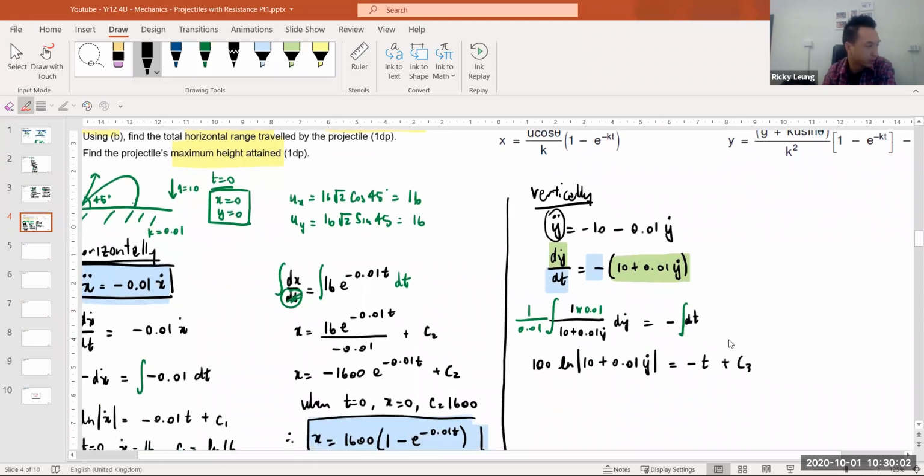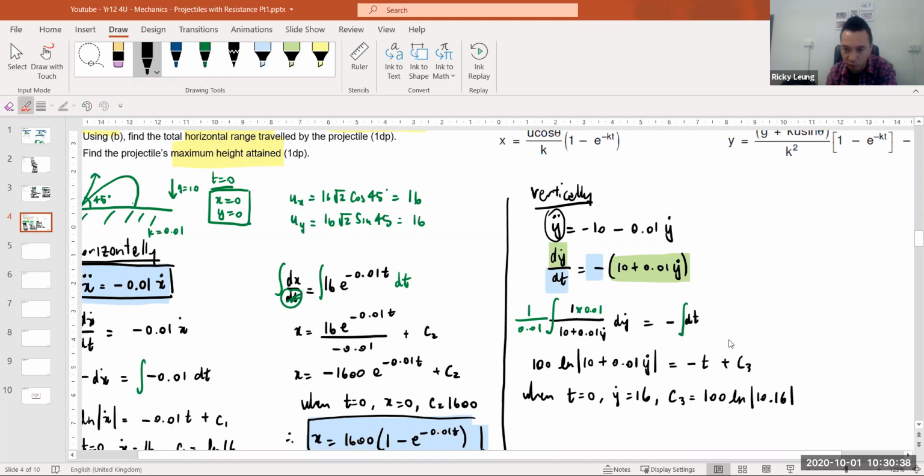So use my initial conditions. Let me just check that 100 is perfect. When t equals 0, y dot equals 16. So 0.01 times 16 is, is it 1.6? No, 0.16. So you actually get C3 equals 100 ln of 10.16. Just check that, 10.16. Weird, right? So sub that in.